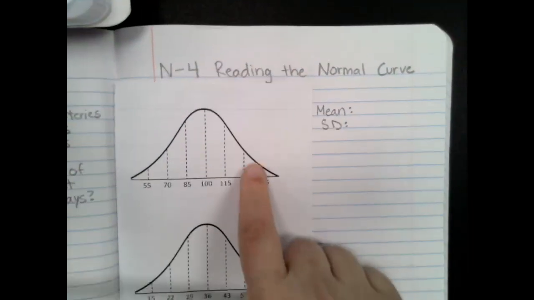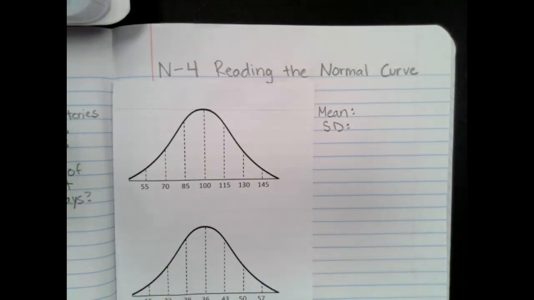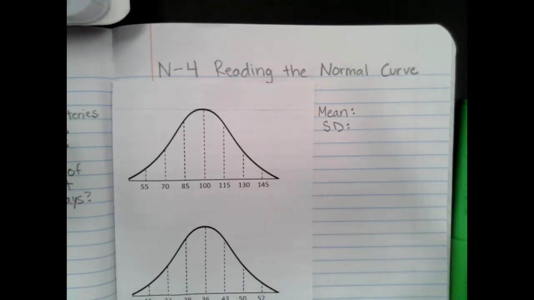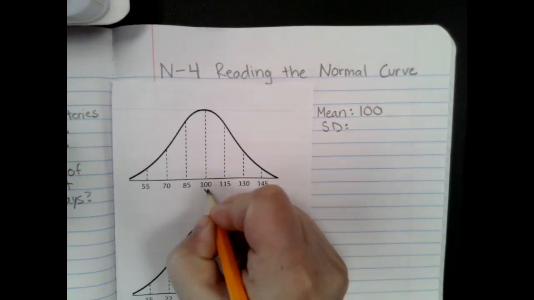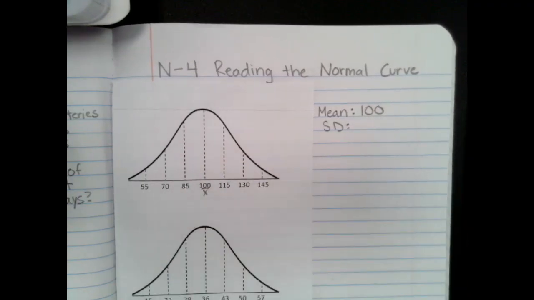So based on this information here in this graph, what is the mean going to be? 100. How did you know? It's in the middle. Good. So X bar is always in the middle there, our mean.